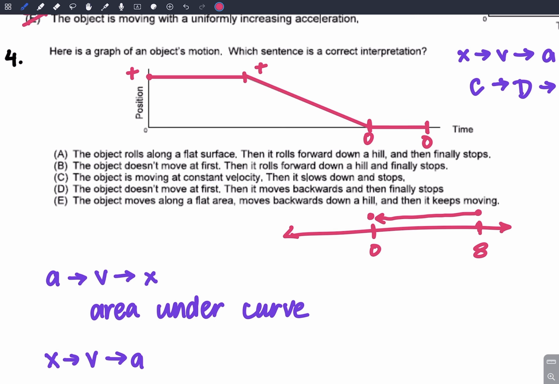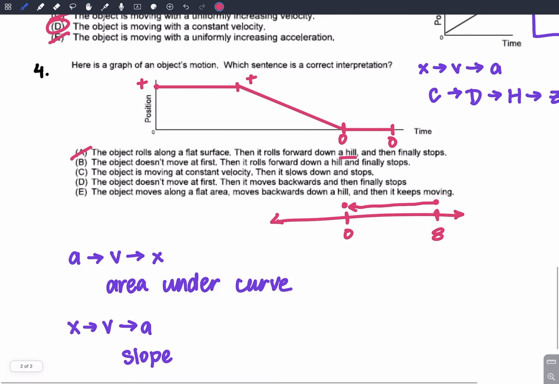A, the object rolls along a flat surface. Then it rolls forward down a hill and then finally stops. No, this is not our answer because it mentions a hill. And plus it says that it's rolling along a flat surface. It rolls forward down a hill and then it finally stops. So everything else is correct, it's just that the hill part is wrong. And although this is kind of correct for a scenario, it's not exactly correct. Like, it's not concise.